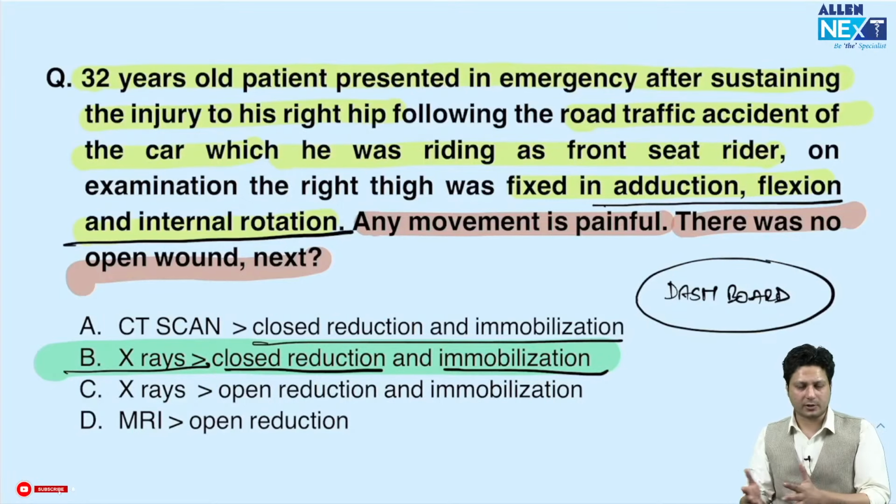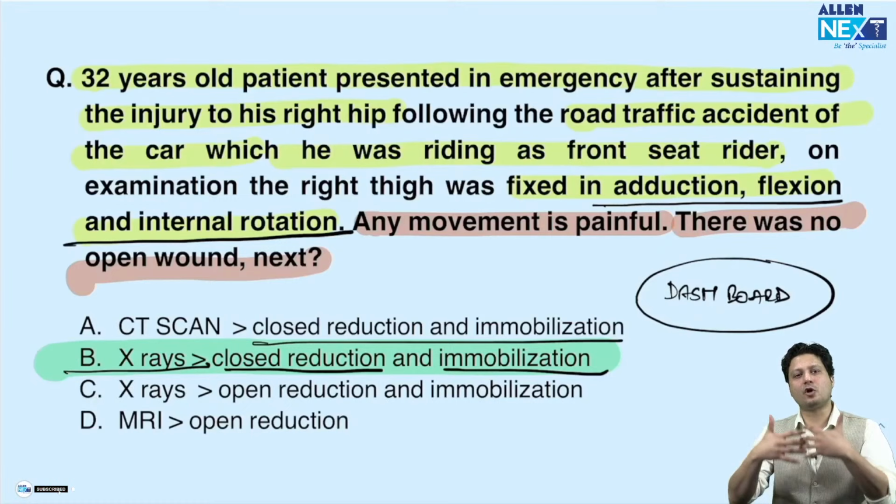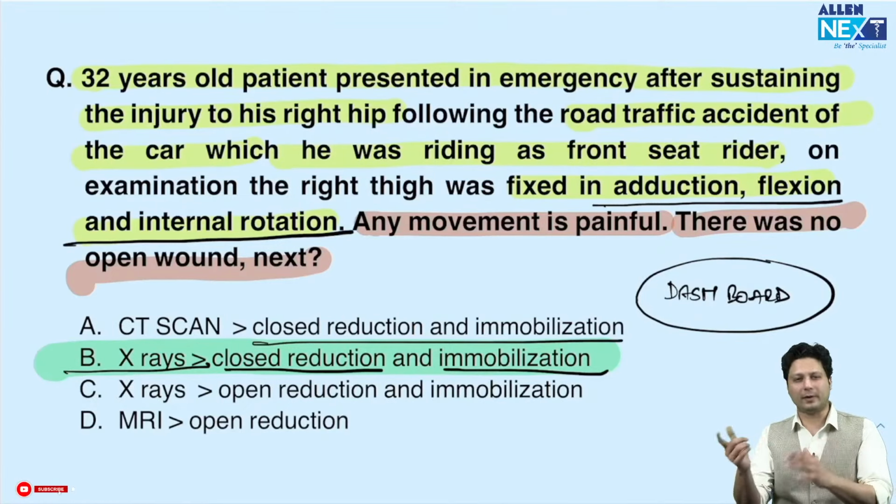Next, what are the other options? Other option like open reduction, obviously not. First, you have to try for closed reduction. If at all this thing is not happening, then you have to go for open reduction. Then MRI, then open reduction, obviously not.